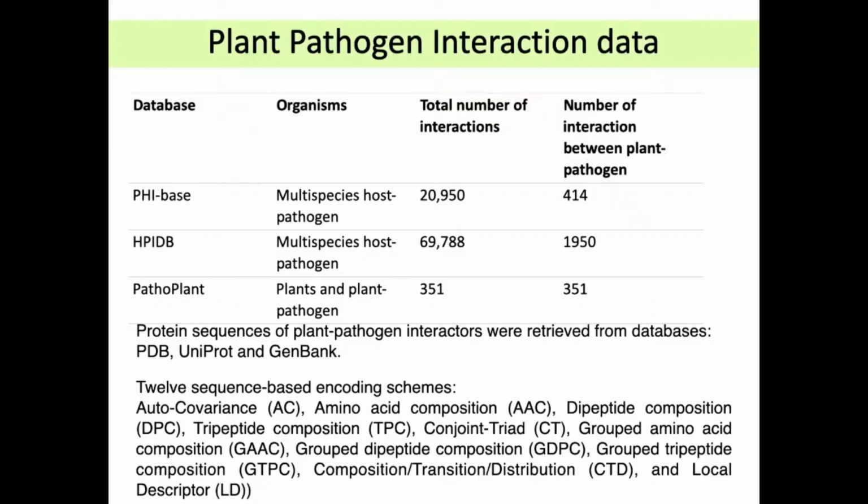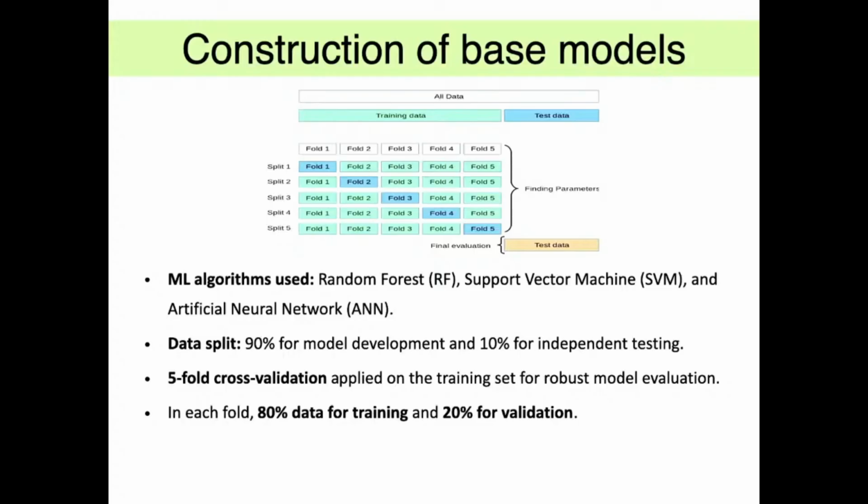So we have taken basically the plant pathogen interaction data, and further we have extracted those sequences from various sequence databases, and we have used sequence-based encoding schemes to convert the sequence data to numerical format. For construction of the base model, first we have divided the data into training data and testing data. The testing data we will use to evaluate the accuracy, precision, and all those things of the built model. First we have taken 90% of the data for the training purpose and 10% of the data for testing purpose.